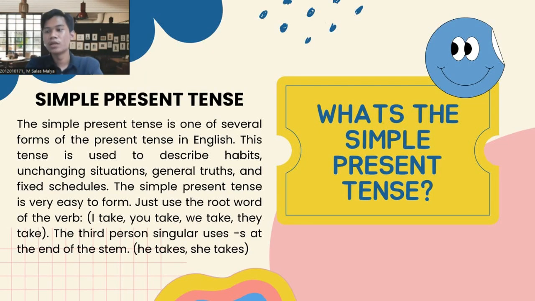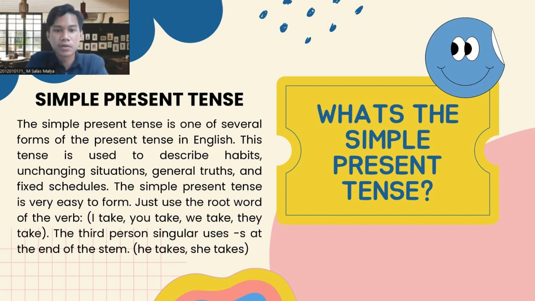In this video, we will present material about simple present and past tense. But firstly, I will explain the definition of simple present tense. What is the simple present tense? The simple present tense is one of several forms of the present tense in English. This tense is used to describe habits, unchanging situations, general truths, and fixed schedules. The simple present tense is very easy to form. Just use the root word of the verb.